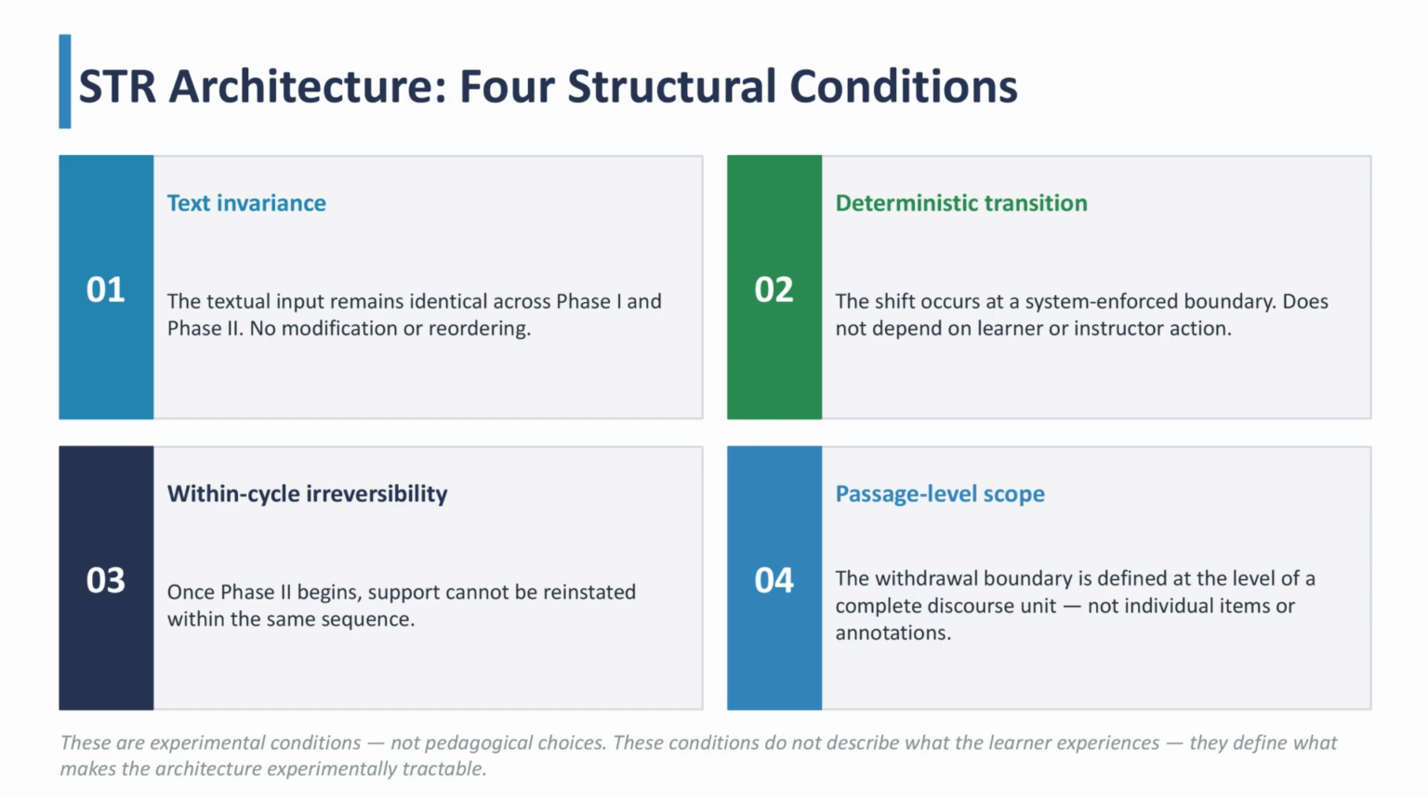STR is defined by four constraints: passage-level scope, text invariance, deterministic transition, and irreversibility. Each constraint removes a specific source of confounding. No item-level variation. No text variation. No learner-controlled timing. No return to support. These are not pedagogical preferences. They are experimental constraints. Together, they define a two-state system with a single manipulated variable: support availability. Everything else is held constant.